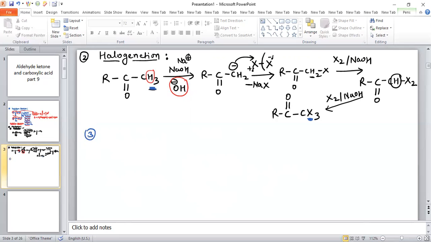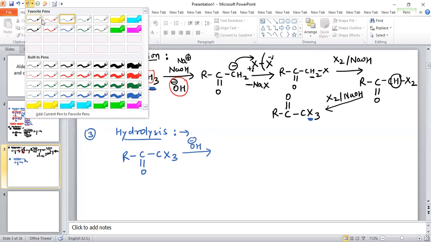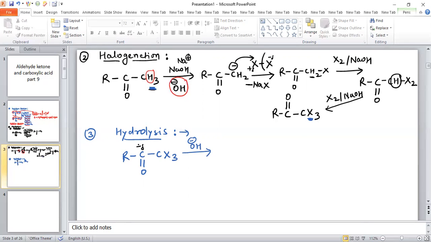Now see the third step. The third step is hydrolysis. So in the third step, what happens? Hydrolysis will take place. The compound we have now is basically RC double bond O and CX3. So this is basically the reaction in the basic medium, alkali, because this carbon of the carbonyl group is electrophilic in nature, partial positive. So this nucleophile will attack on this carbon.